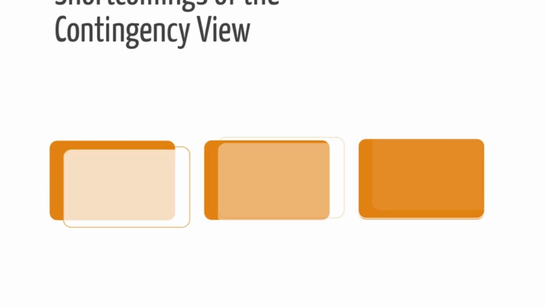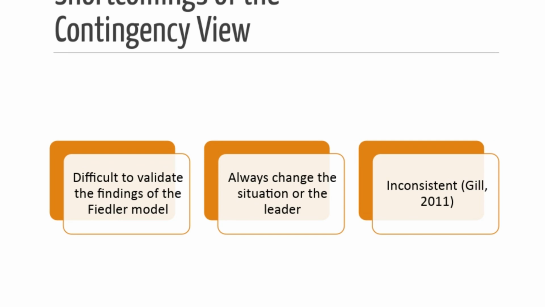The contingency approach to leadership has been influential because it highlights that effective leadership depends on the situation. There is no one-size-fits-all style. However, this approach has some notable shortcomings. First, it can be overly complex and difficult to apply in real life. Leaders must assess multiple situational variables simultaneously, such as the task structure, leader-member relations, and the leader's position power. This makes quick decision-making challenging.